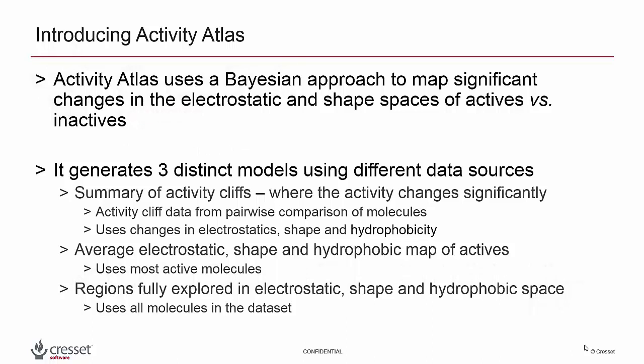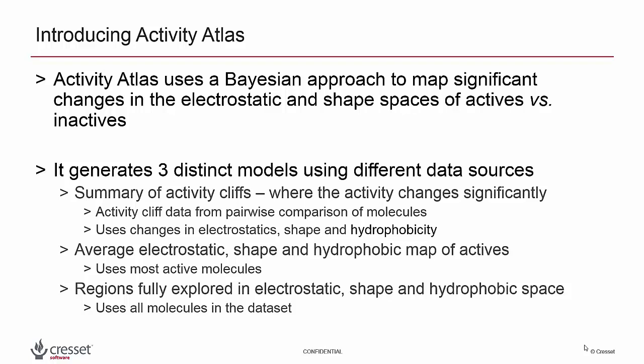Activity Atlas uses a grid across the aligned molecules to investigate how the molecules change and to relate this back to primary activity. At each grid point, Activity Atlas calculates the change in electrostatics, shape, and hydrophobicities between each pair of molecules and weights this change by the change in activity. This creates the regions where the structure-activity relationship is most sharp using three-dimensional activity cliffs.